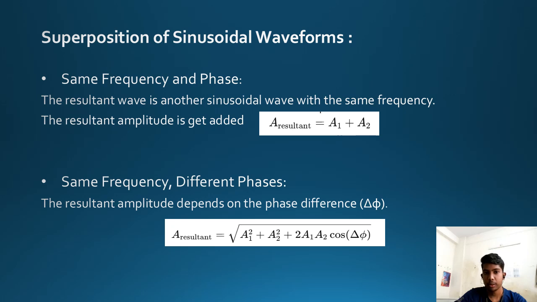If we consider two sine wave functions with the same frequency and the same phase, the resultant wave is another sinusoidal wave with the same frequency, and the amplitudes get added: A resultant equals A1 plus A2, as we can see here. If the two sine waves have the same frequency and different phases, the resultant amplitude depends upon the phase difference. That is, it can be represented as A resultant equals the root of A1 squared plus A2 squared plus 2 A1 A2 cos delta phi.